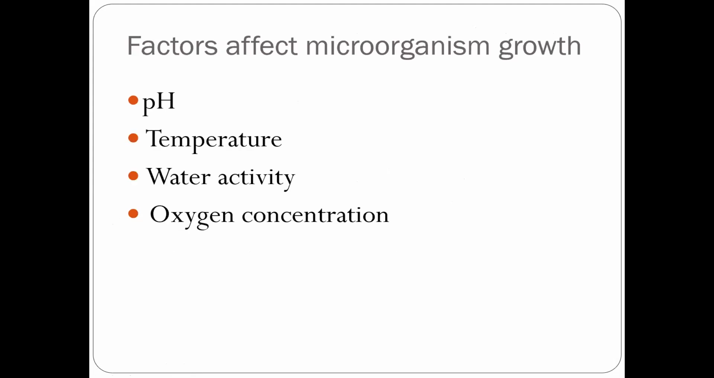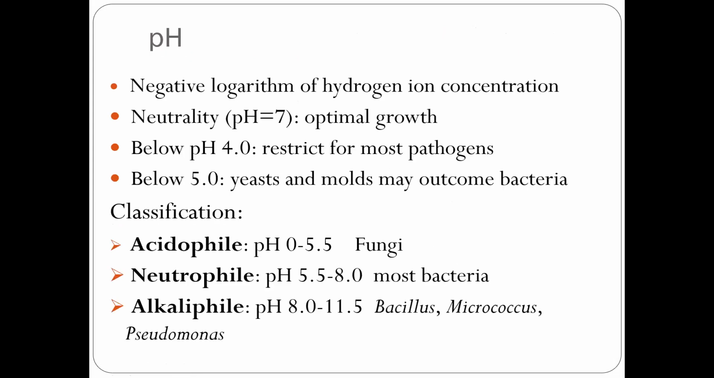Now, what factors impact or affect microorganism growth? Of course, there are lots of factors, but basically what we're talking about here is pH, temperature, water activity, and oxygen concentration. So let's talk about these one by one. First of all, pH. What is pH? It equals minus log 10 of the concentration of hydrogen ions. Now we know that neutral pH is 7. This is the optimal growth pH for most microorganisms.